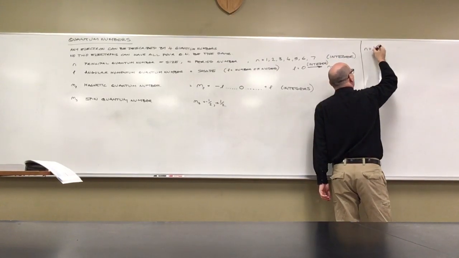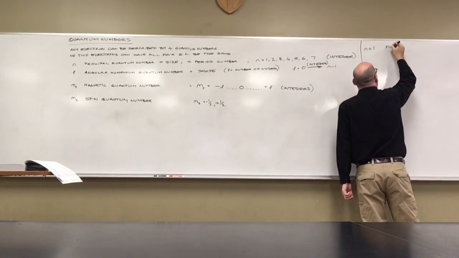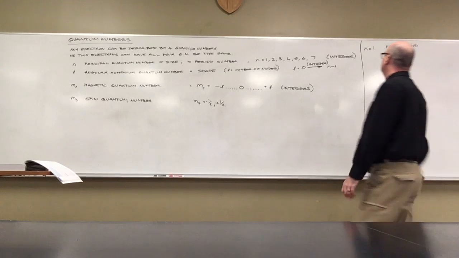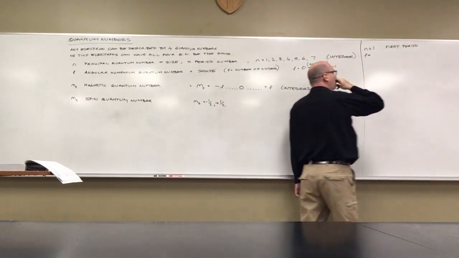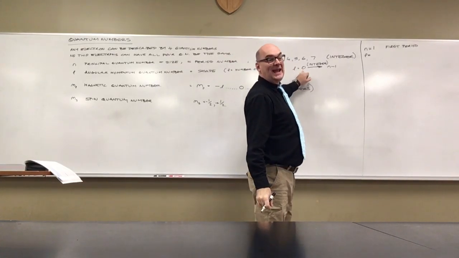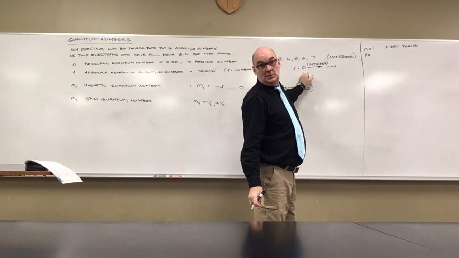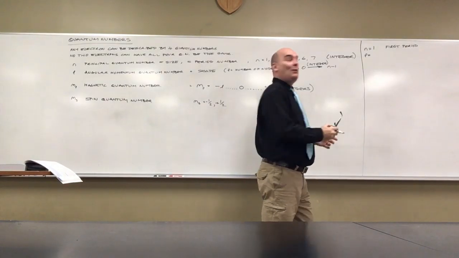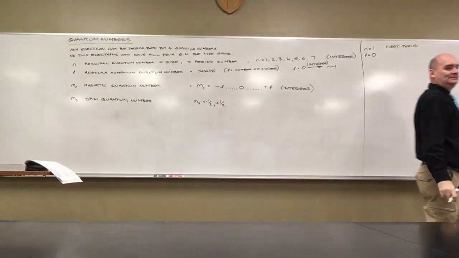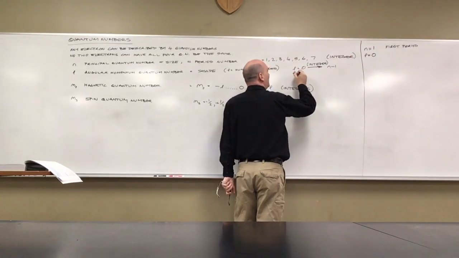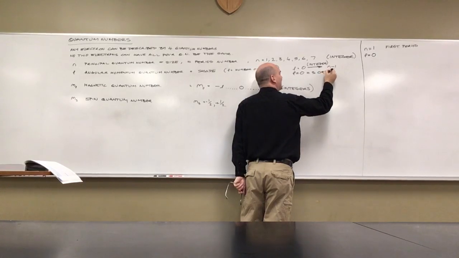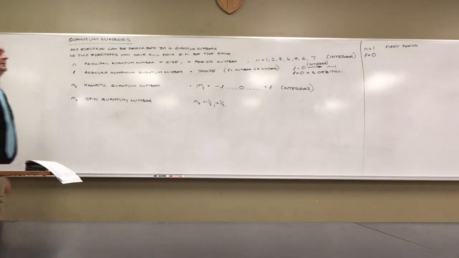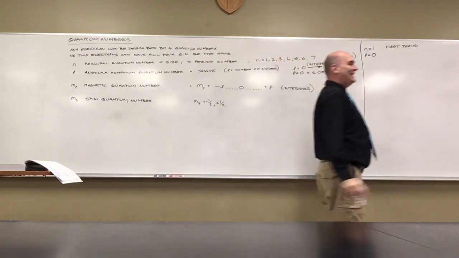When n equals 1, you're in the first period. N equals 1. What are the allowed values of L? L can be any number between 0 and n minus 1. 0. So there's only one allowable value. L equals 0. When L equals 0, you are an s orbital. L equals 0 represents an s orbital.